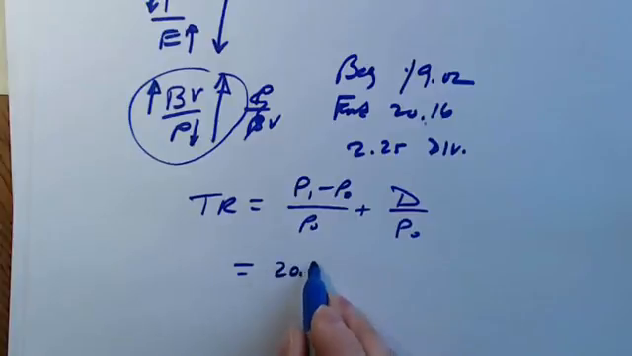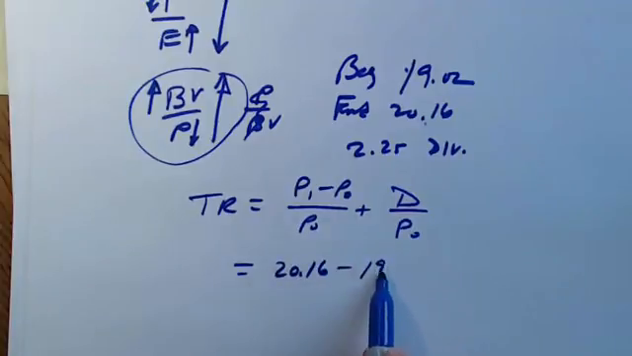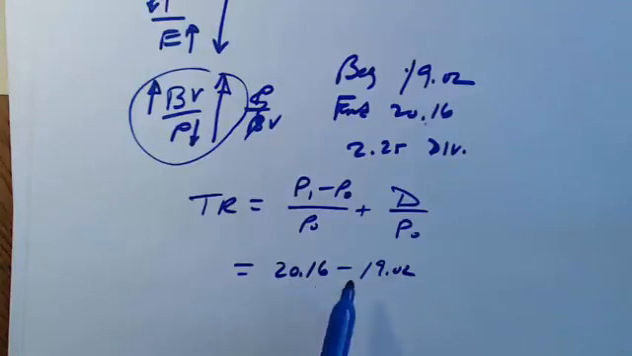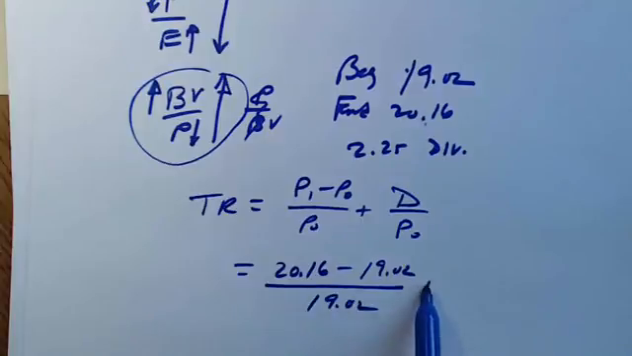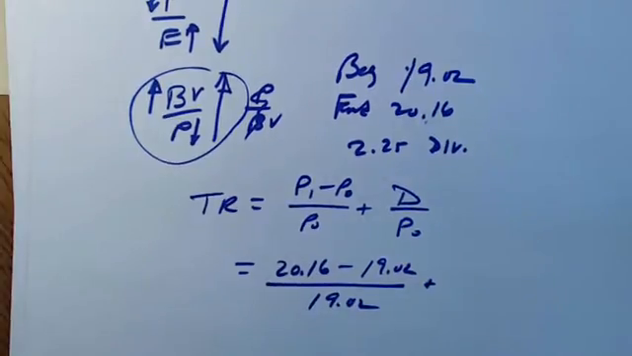Which is, look, you bought something for 19.02. A little while later, it's now worth 20.16. That's your capital gain in dollars, divided by the price you paid. It's now in a decimal form or like a percent.